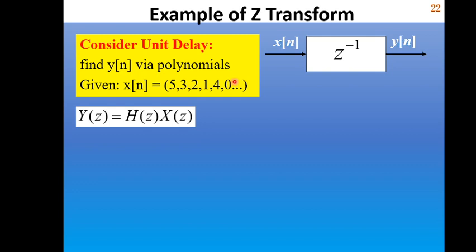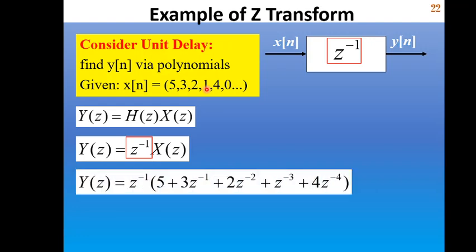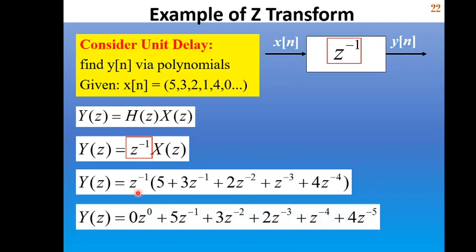Using the transfer function relation, the G transform of the output can be found out from the equation. Replacing the value of h of G, x of G can be found out from these time domain samples. Therefore, y of G can be expressed in this form. After simplification, this is the final form of y of G.